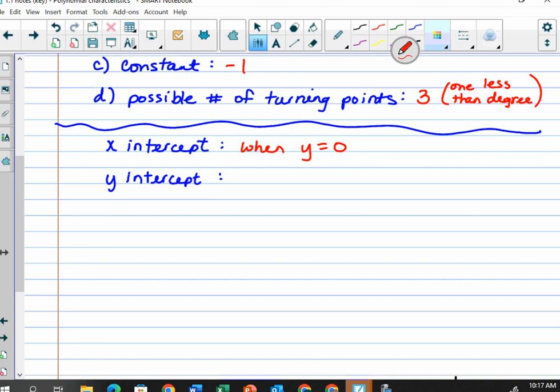And what do we think a y-intercept is? Yeah, when x equals 0, right? So that's where you're crossing the y-axis. That happens when x equals 0. We'll need both of those pieces as we try to graph polynomials, okay?